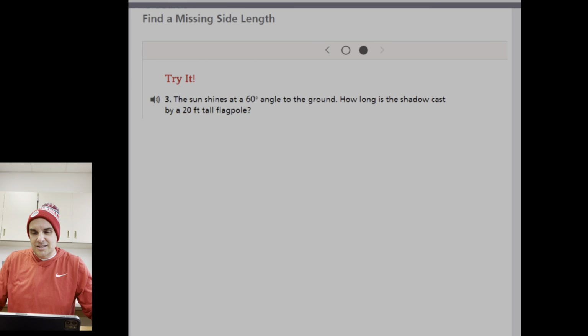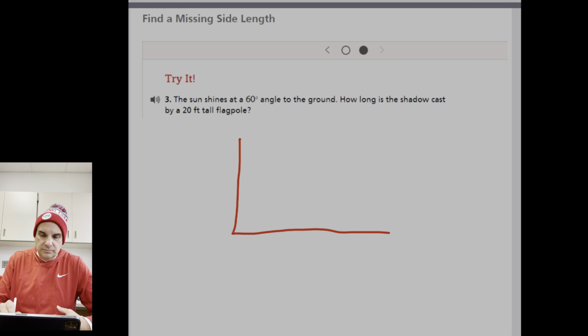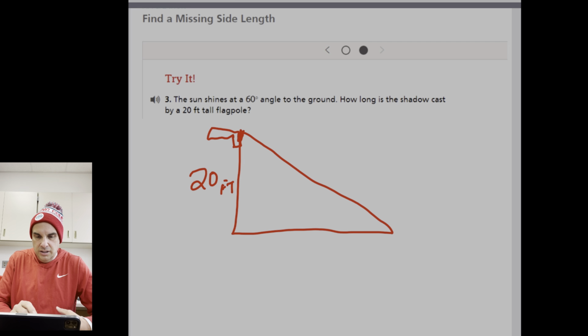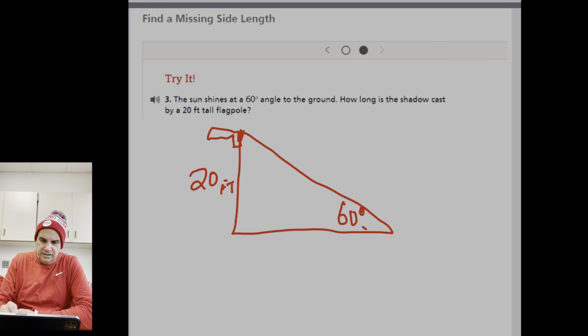Sorry. The sun shines at a 60-degree angle to the ground. How long is the shadow cast by a 20-foot tall flagpole? I have to draw them. So I know I'm going to create a right angle. Okay, so here's my flagpole. There's the flag. I know the flagpole is 20 feet tall. It says the sun shines at a 60-degree angle to the ground. So I'm going to go with this angle right there is 60 degrees.